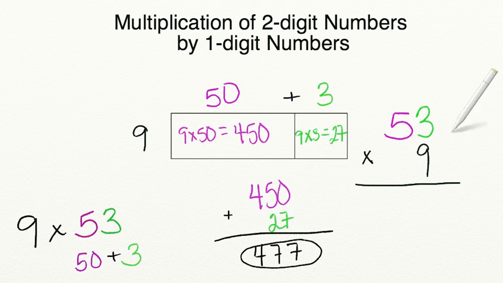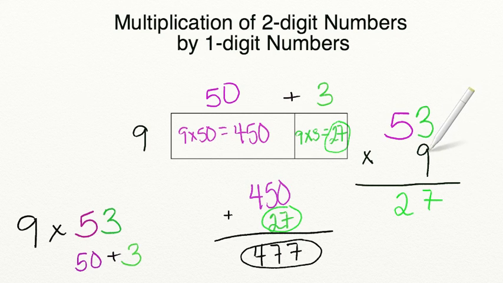So our first step is to multiply our ones place times our ones place. So we have 9 times 3, which equals 27. Well, that looks familiar, doesn't it? We also got 27 when we used the area model. Now let's go to our next step. We're going to multiply our 9 times our 5.